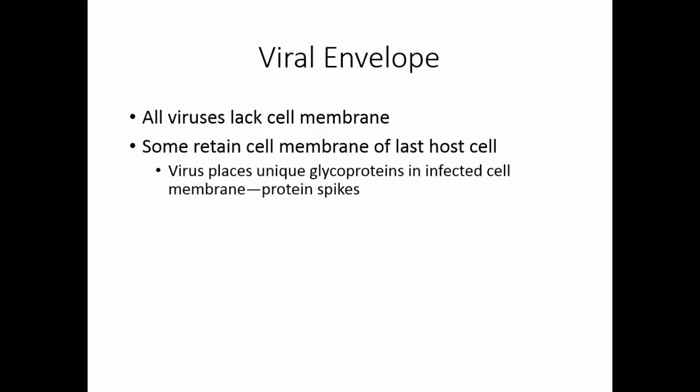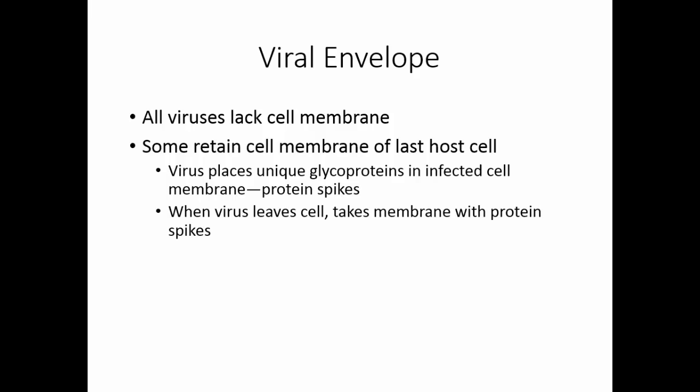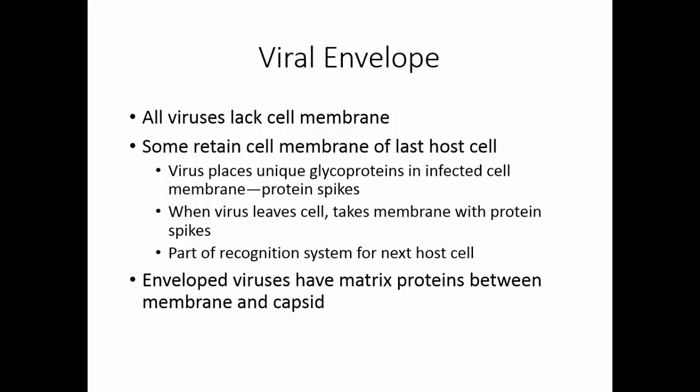All viruses lack a cell membrane, but some viruses retain the cell membrane of their last host cell. This is the viral envelope. Viruses place unique glycoproteins in the infected cell membrane. These are these protein spikes. And when the virus leaves the cell, it takes this membrane with the protein spikes with it. The protein spikes are part of the recognition system for the next host cell. Enveloped viruses also have matrix proteins between the membrane and the capsid to help hold the envelope in place.